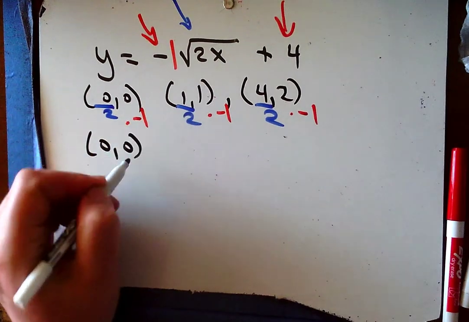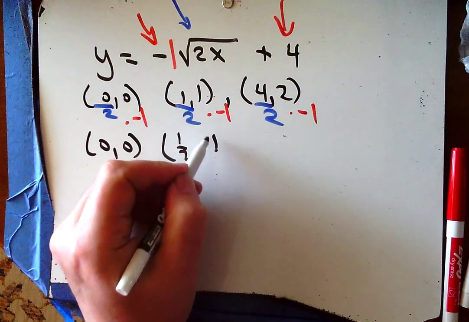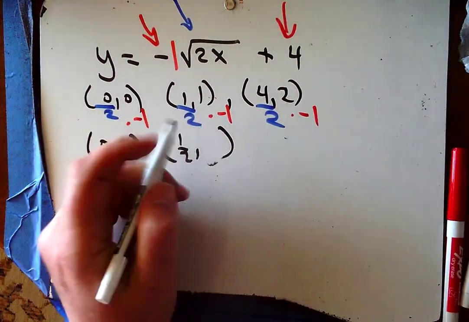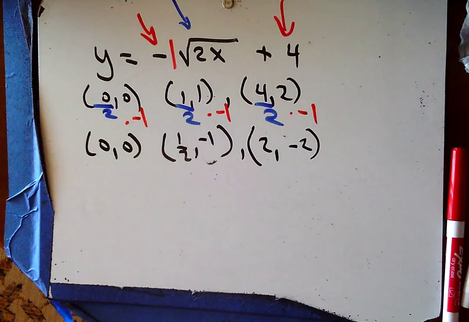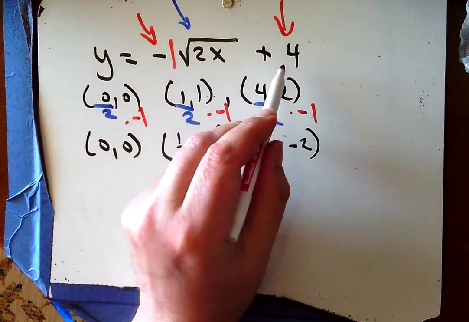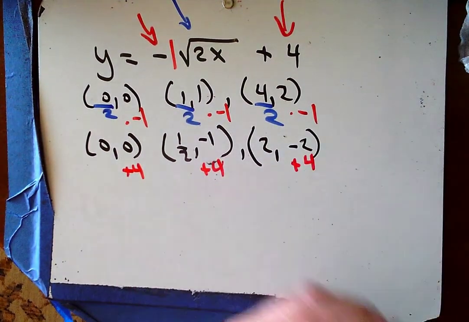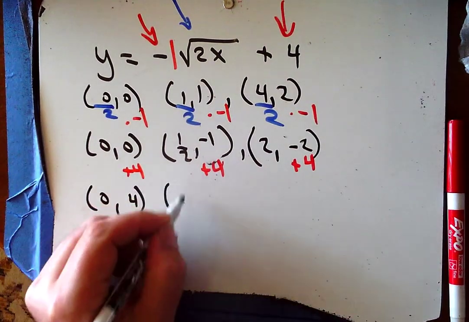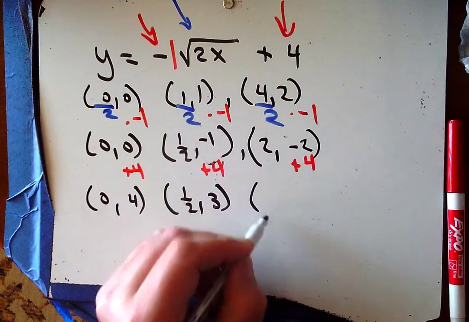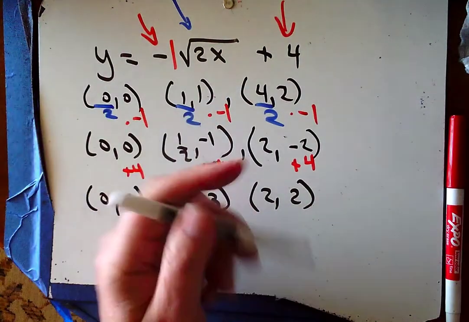We get 0, 0. We get 1/2, negative 1, and we get 2, negative 2. But we still need to come back and do the second y transformation, and that means adding 4 to all our y values. So my new points would be 0, 4, 1/2, 3, 2, 2.